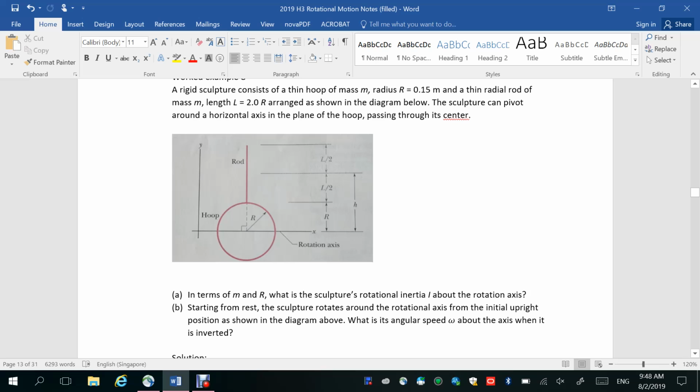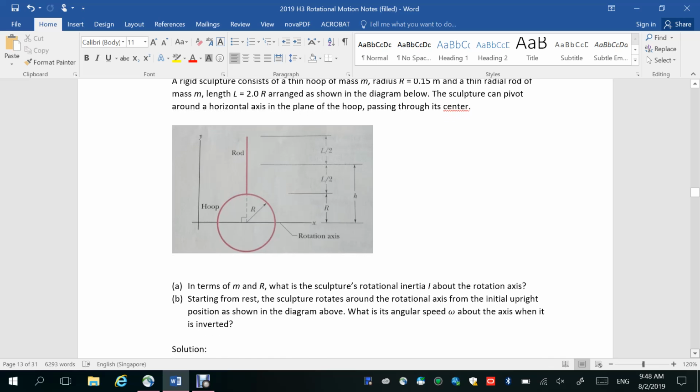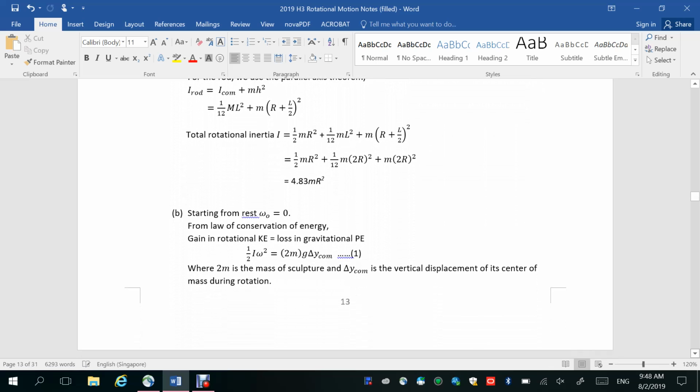So we are using a universal concept here, that is conservation of energy. Initially the hook and the rod, which is the sculpture, is not rotating, so omega naught will be 0. So from the law of conservation of energy, the gain in the rotational KE, only rotational, there is no translational motion, will be equal to the loss in the GPE. The loss in GPE for the sculpture will have to be measured with respect to the center of mass of the sculpture.